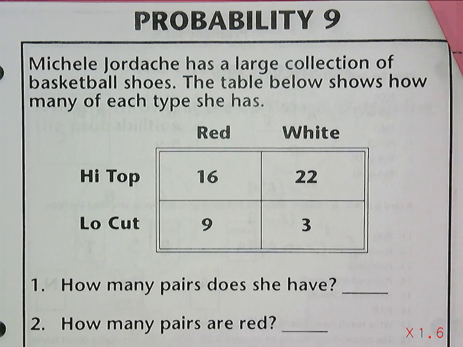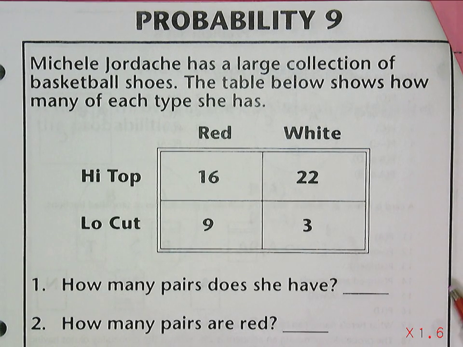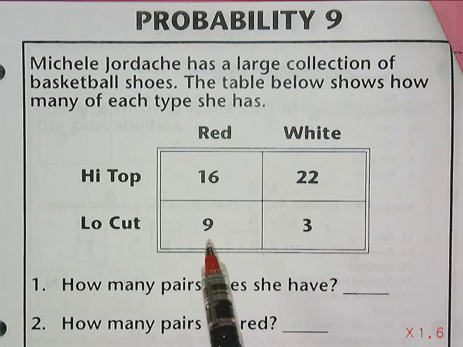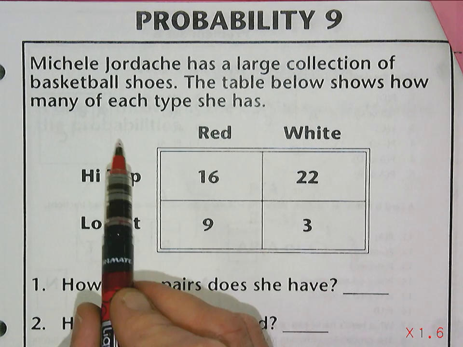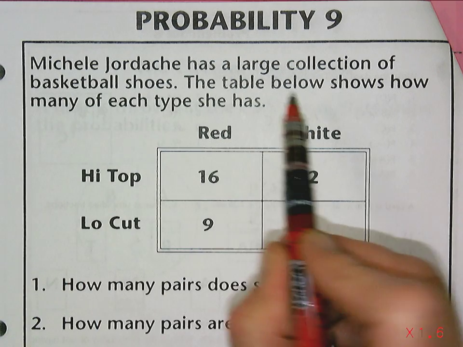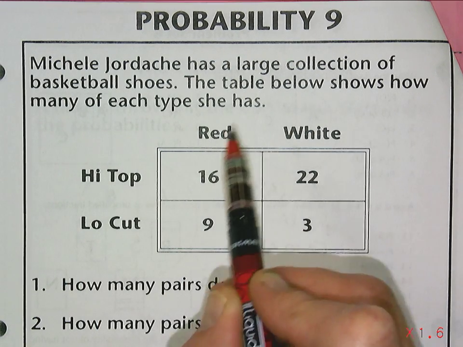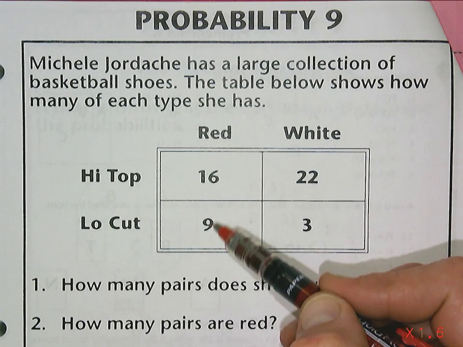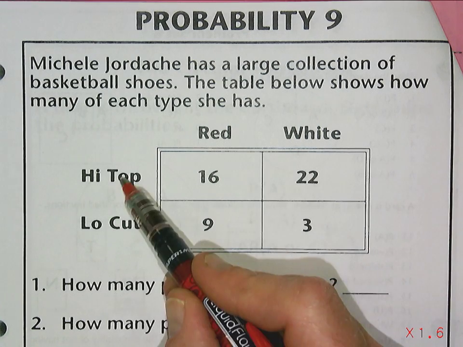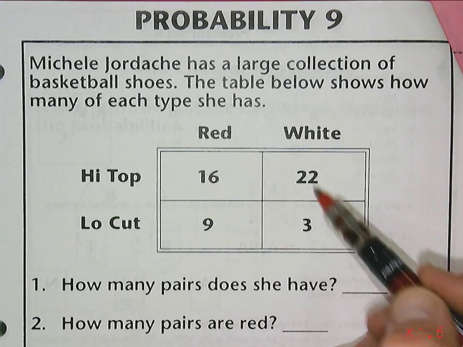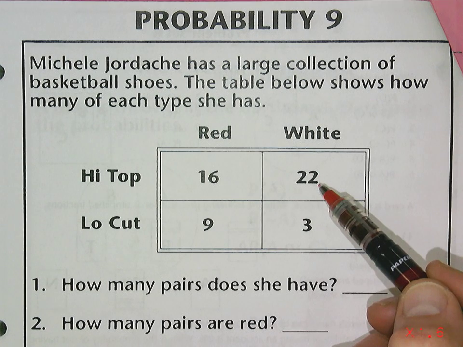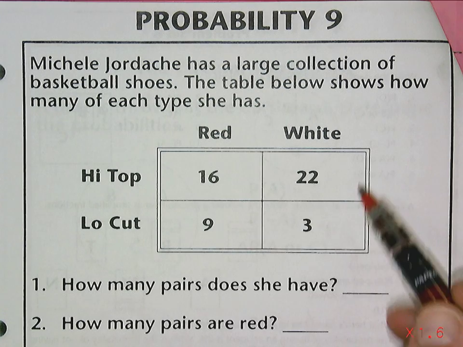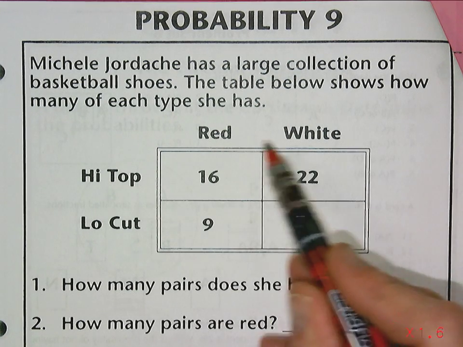So now we have one last section in this particular packet where we're looking at probability using a table where multiple events are happening at the same time. Michelle Jordash has a large collection of basketball shoes, and the table shows how many types of each that she has. You think of these as the red shoes, and some of them are high top and some of them are low cut. And these are the white shoes, and again, some of them are high top and some of them are low cut shoes. So the first question to answer is how many pairs of shoes are there altogether?